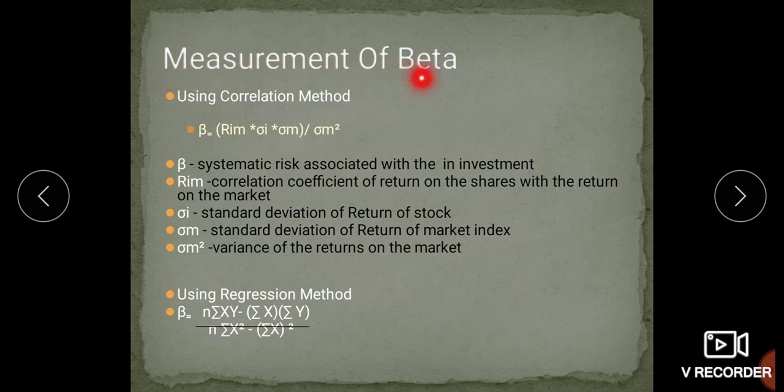And the measurement of systematic risk or beta we are going to discuss in the next video. There are mainly two methods, using correlation method and using regression method. So the measurement of beta, or the measurement of systematic risk of a particular share, can be calculated by using mainly two methods, the correlation method and the regression method. These are the formulas for calculating beta in the correlation method and in the regression method. We can discuss problems and more about this in the next video.